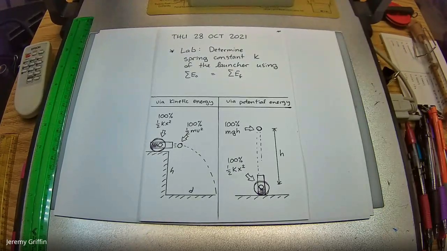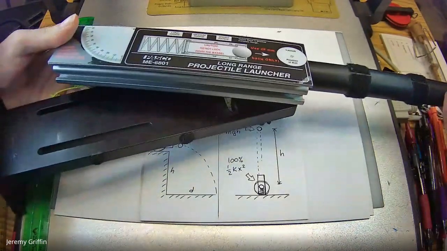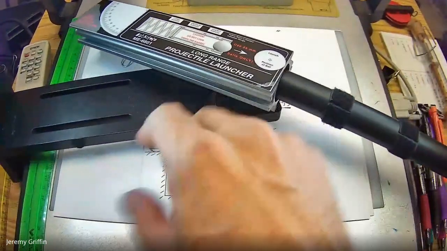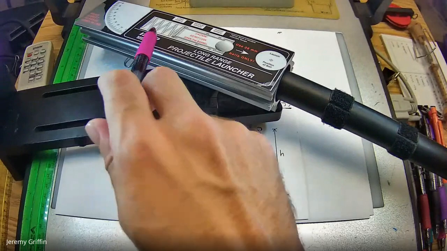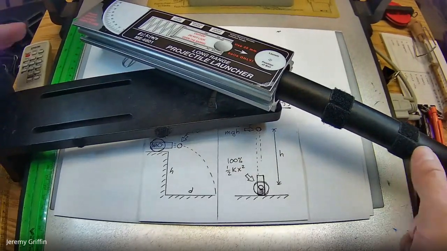Welcome to Thursday. Got an outside lab today. You guys remember these spring launchers? They're back. And today I'm going to have you guys figure out what is the spring constant of the spring. Now, maybe one direct way you could figure that out is by directly applying Hooke's law.